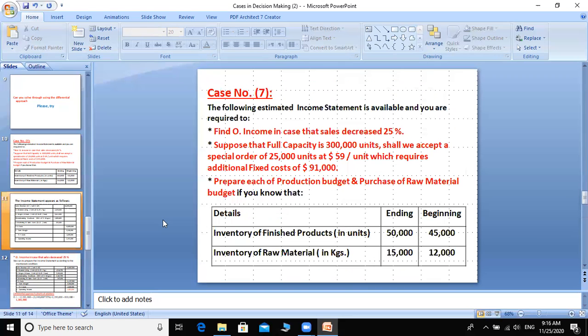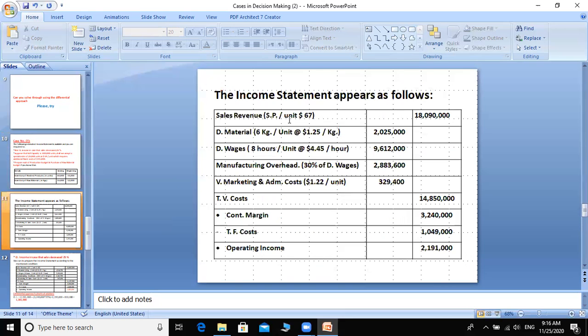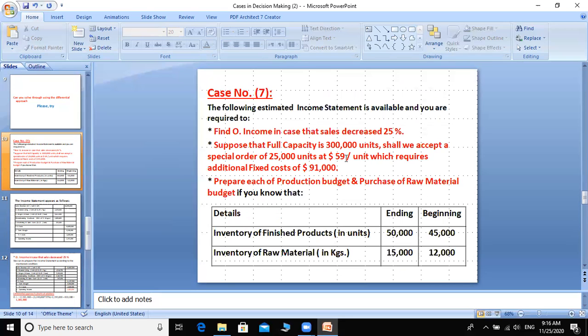The second requirement is that, supposing full capacity is 300,000 units, shall we accept an order of 25 at 59? My sale price is 67 per unit. The offer is purchasing at 59. Shall we accept? He told me, if you have unutilized capacity, you can accept if you have just £1 of contribution margin excess. He told me the capacity is 300 units. What about the capacity of these sales?